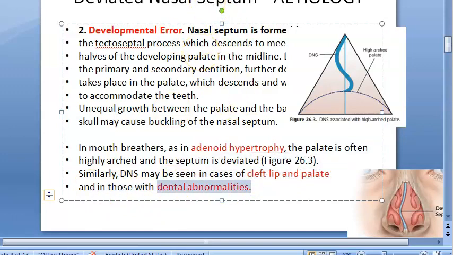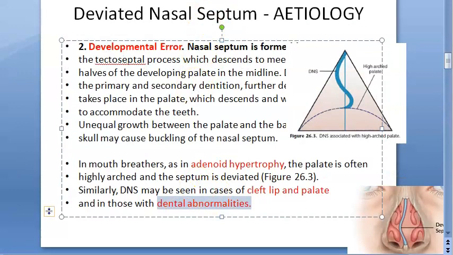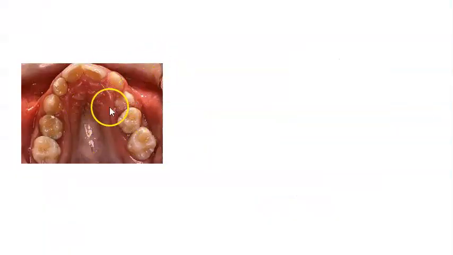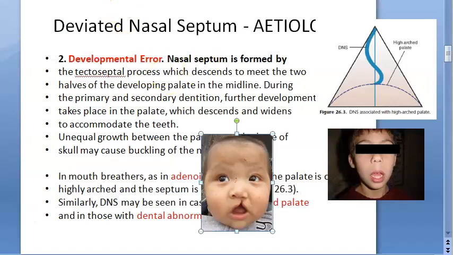Did this make sense to you? It is kind of related. The septum is related to the palate, the teeth, etc. People who have adenoid hypertrophy will have a high arched palate, so they will have this kind of DNS. People with cleft lip or cleft palate can have this, and people with dental abnormalities too. Here they are showing a high arched palate. This is cleft lip, isn't it? The palate is not seen here anyway.